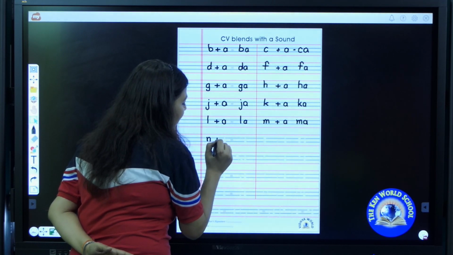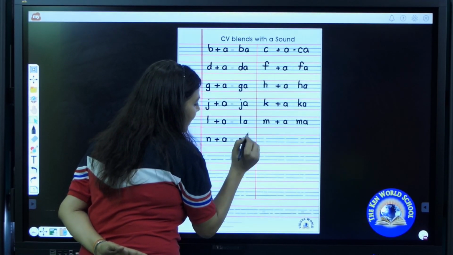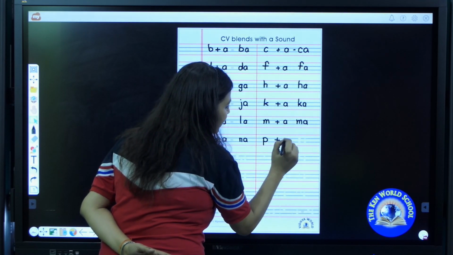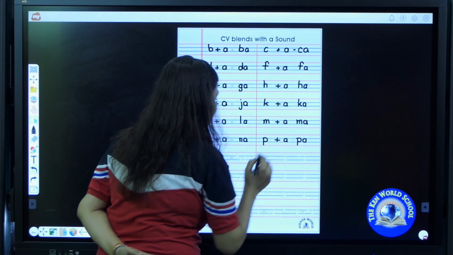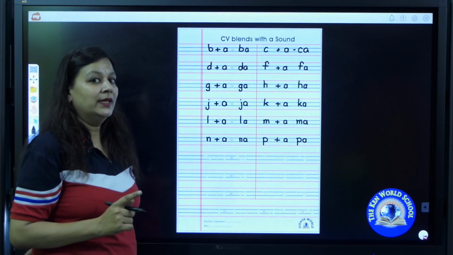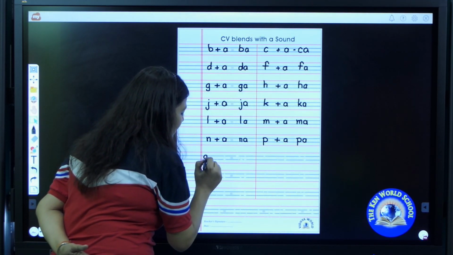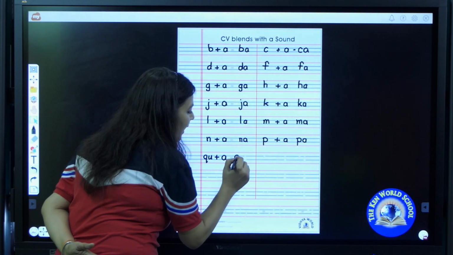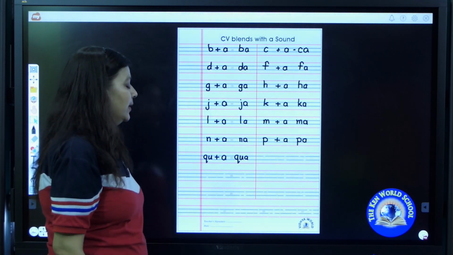N A Na. N A Na. Now the next consonant is P. P A Pa. P A Pa. Now next is Q. Q is always followed by U. Q never lives alone, so we have to blend it with U, Qu. Qua. Qua, qua, qua.